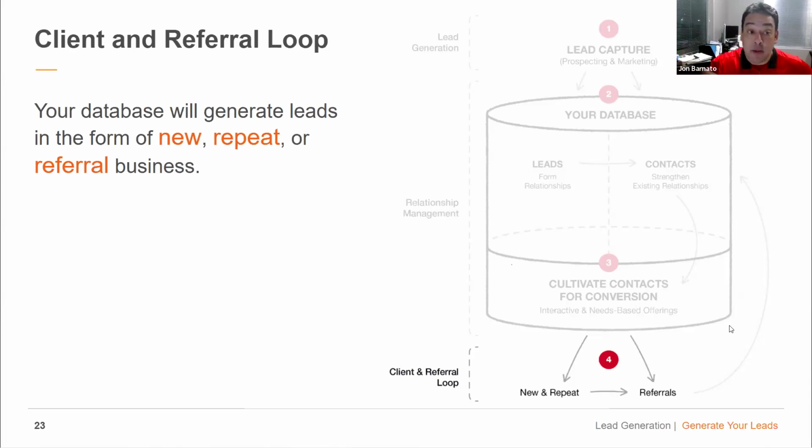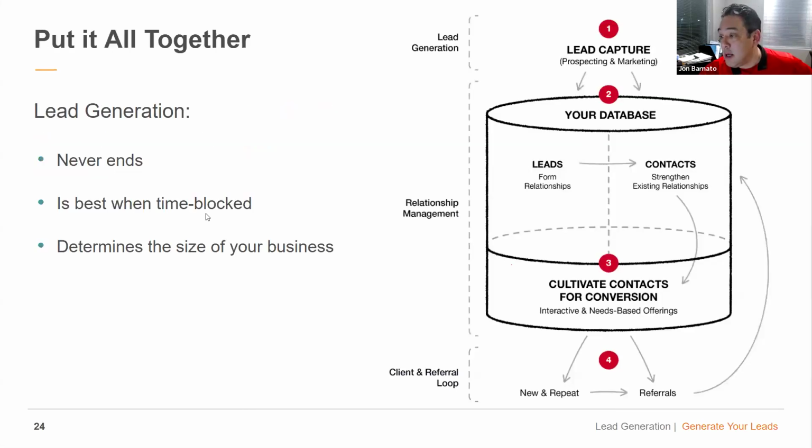And most agents quit. Remember, I said 3 to 5 years. They quit right as the feedback loop is about to come around. And they quit too soon, when those people that helped them buy 1 year ago are going to start selling and buying now, right? They missed that feedback loop, right? So, all right. Put it all together. Lead generation never ends.